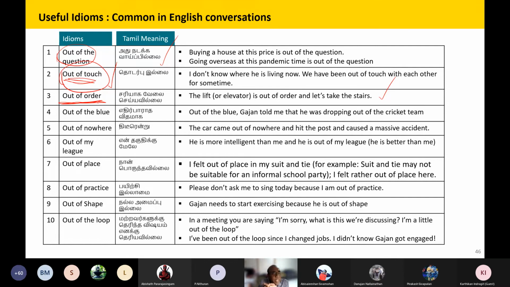You can say out of order is no longer working. That's also the same English. Instead of out of order, you can say no longer working. No longer working also means out of order. Is that clear?